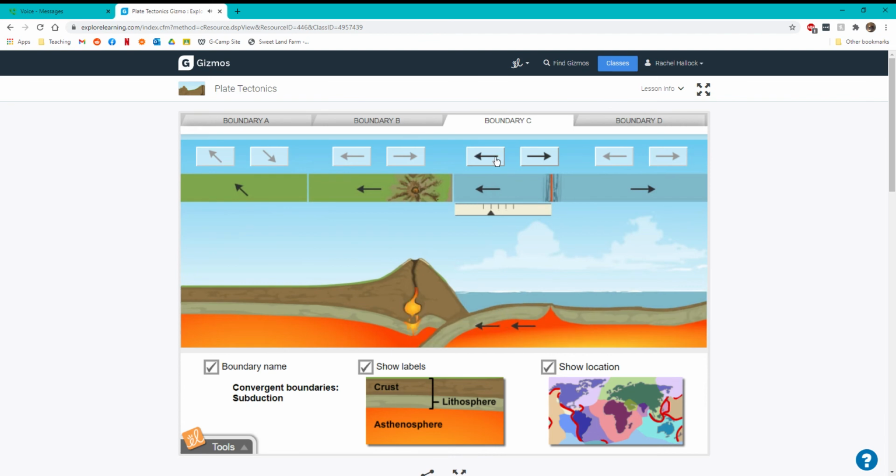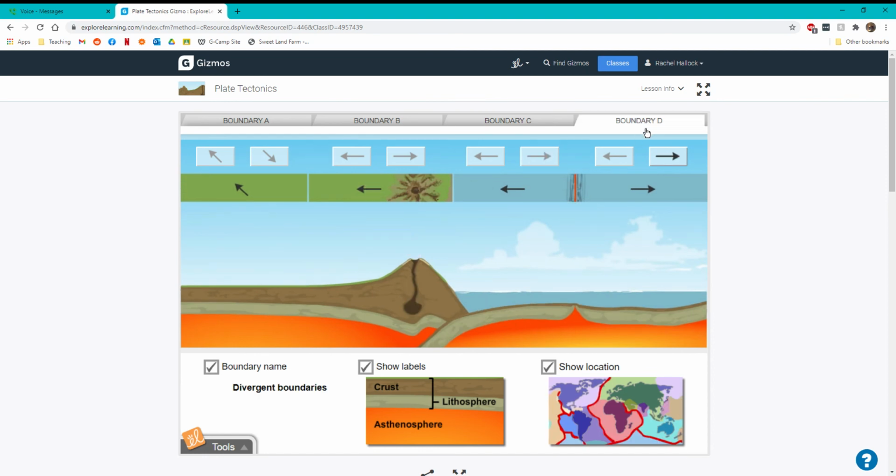So we can see that it's sinking under, and as it sinks under, there must be some melting going on because we're forming magma, and eventually that magma erupts into lava on top of the volcano. And these happen in a lot more places, so all along the west coast of North and South America, and a lot of it over here in what's called the Ring of Fire in the Western Pacific.